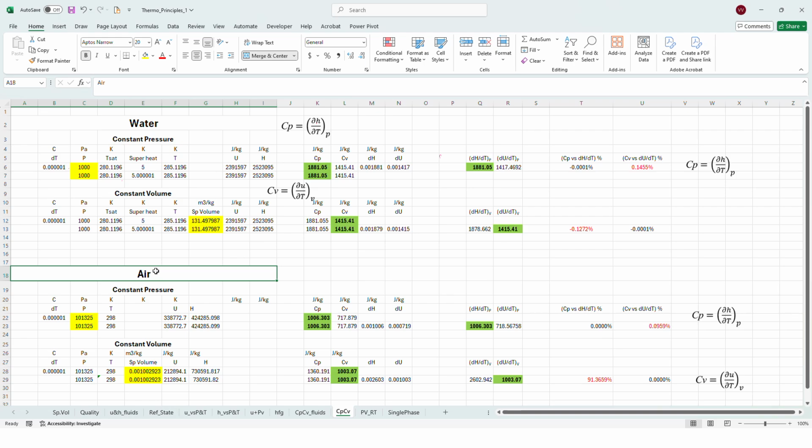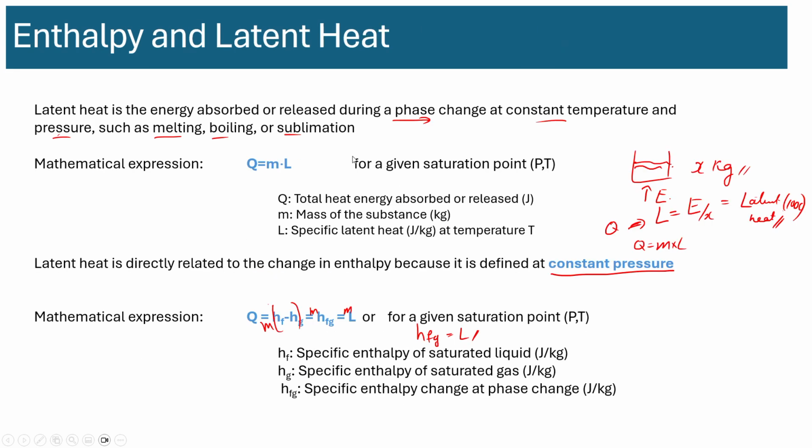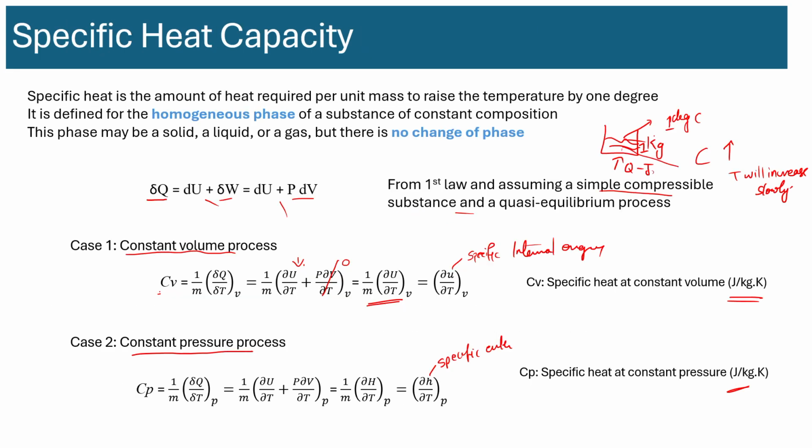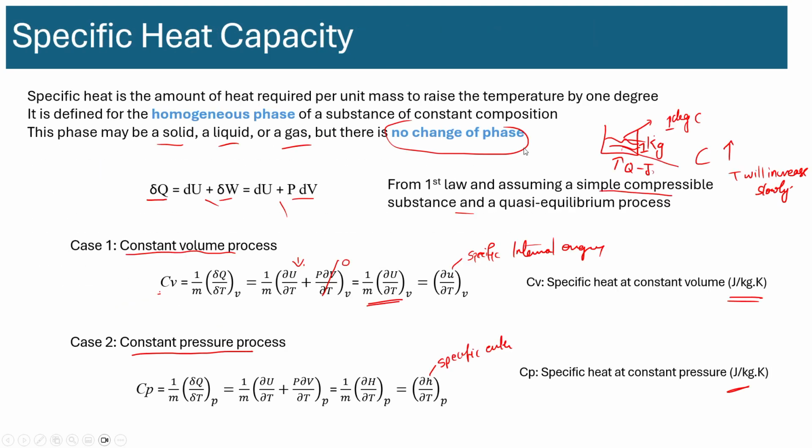And one thing I forgot to mention is Cp and Cv are only relevant during single phase. So the phase may be solid, liquid, or a gas. There's no change of phase. So when we're talking Cp or Cv, we are either talking about a gas or a vapor or a liquid, but we are not talking about a mixture. It's defined mainly for single phases.